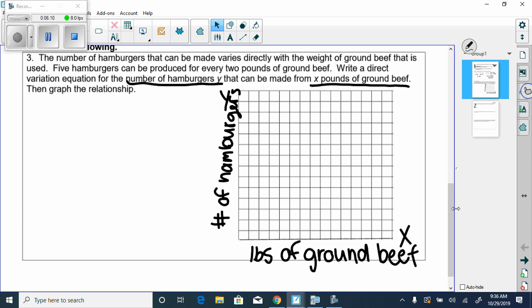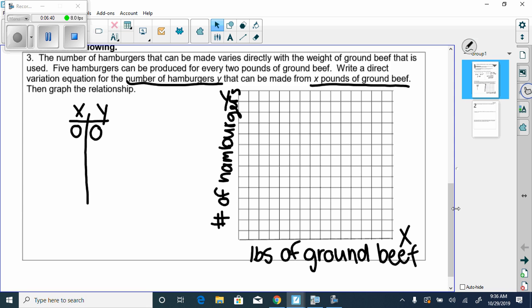Okay, so if we are going to graph this, we just need a couple of points, right? So if we're showing that this is a direct variation, we would need it to go through the point 0, 0. So if x is 0, that means we have 0 pounds of ground beef. If I have 0 pounds of ground beef, how many hamburgers can I make? 0. Okay, so we have our first coordinate point.